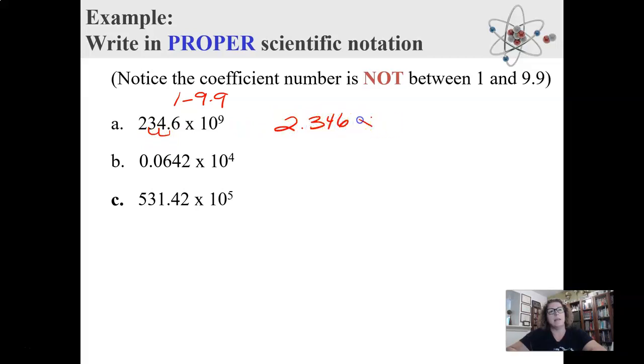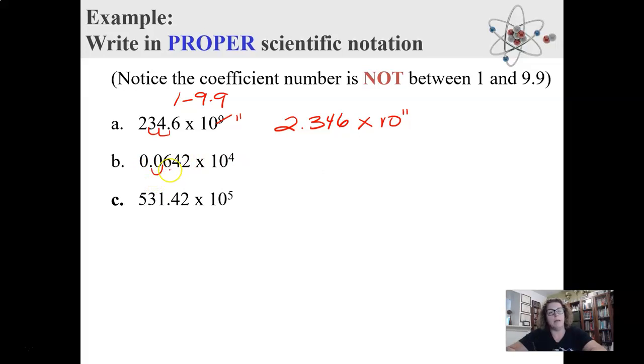So I can get to a number that's 2.346. Now, I already have this in scientific notation, times 10 to the 9th, but I moved it 2 more places, making this exponent change from 9 to 11. Okay, so 2.346 times 10 to the 11. Okay. What if I move the decimal the other way, to the right? So I'm going to move this one place.